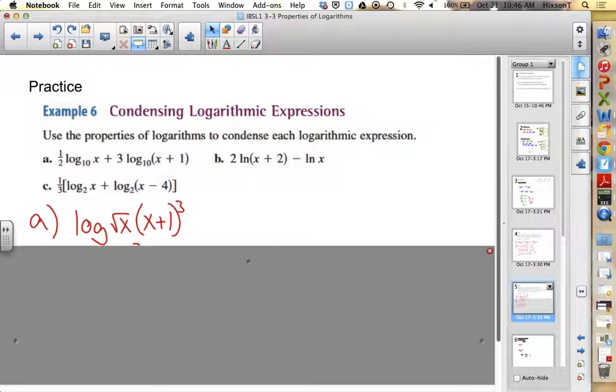Oh, it's minus. Would it be wrong if we did that? Okay, how about B? Someone want to give their answer? Michael? Natural log of x plus 4 divided by x. Wait, say the whole thing again. Natural log of x plus 4 divided by x.